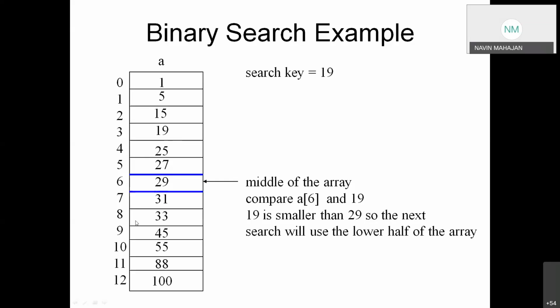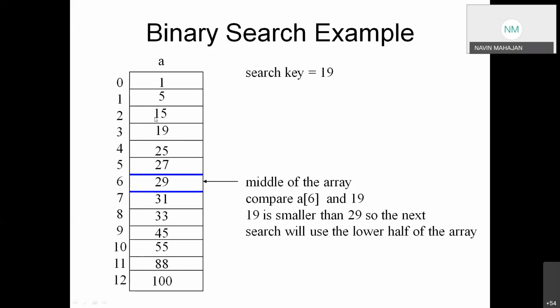Suppose in this list I want to search for the element 19. So the search key is 19. What is the algorithm I have to follow? I have to check the first element and the last element. So the first is index 0, the last is index 12.